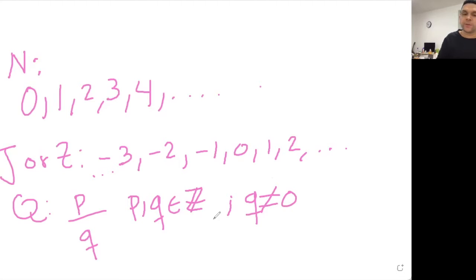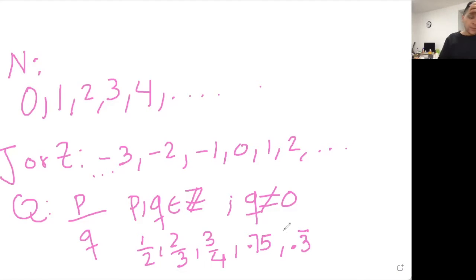What are some examples of rational numbers? Well, 1/2, 2/3, 3/4, any ratio of two integers. And if you represent them as decimals, they either terminate or make a pattern. So this would be 1/3, and this is 3/4. All right, and that's for rational numbers.